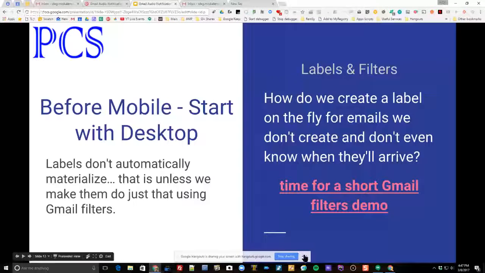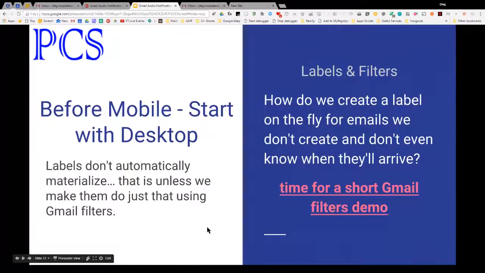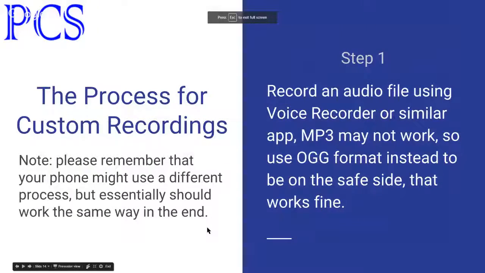This is all you have to do on the desktop part: you simply identify what criteria you want for a label, and you create a filter for that criteria, making sure that you set up some kind of label, either assign a label or create a new label, but there's got to be some kind of label that gets automatically attached to the email which matches the criteria. Okay, and so once you do that, then you're done with the desktop part. Then we move on to the next part, and the next part is we need to record some kind of custom recording. And so we record an audio file using voice recorder.